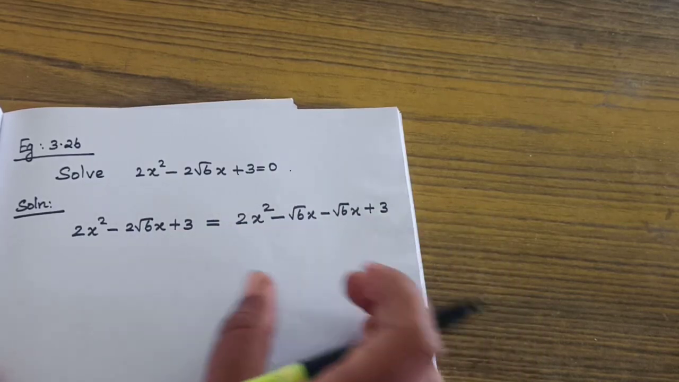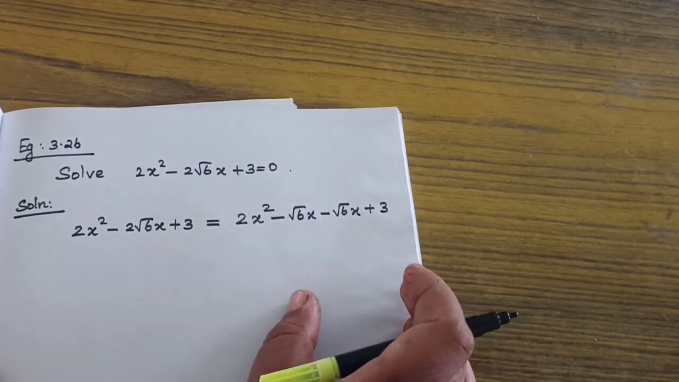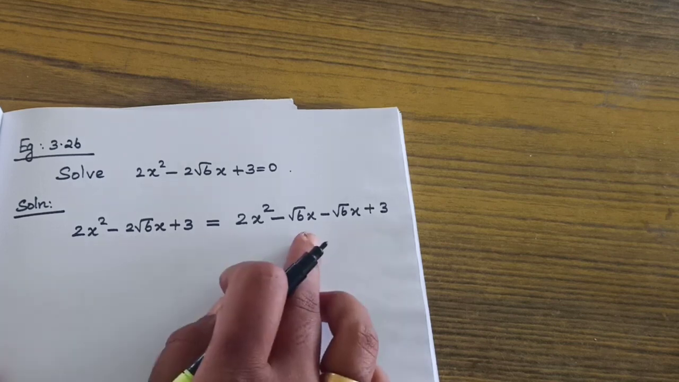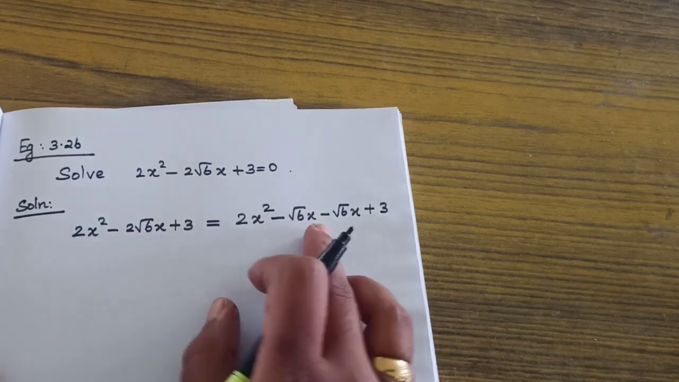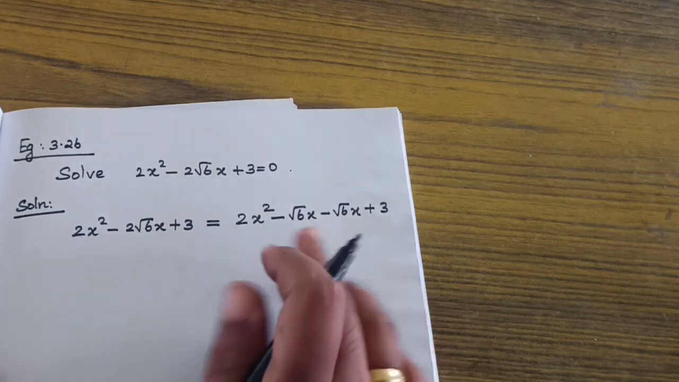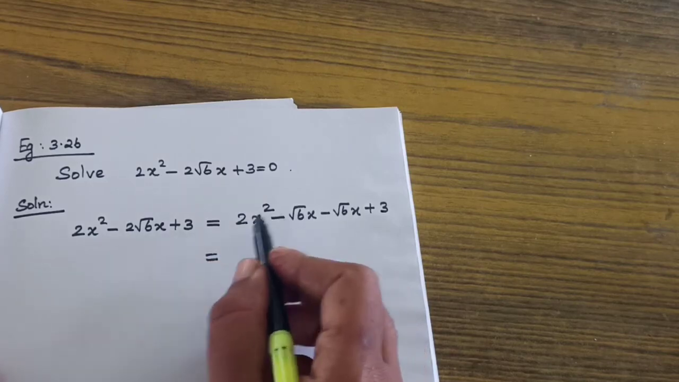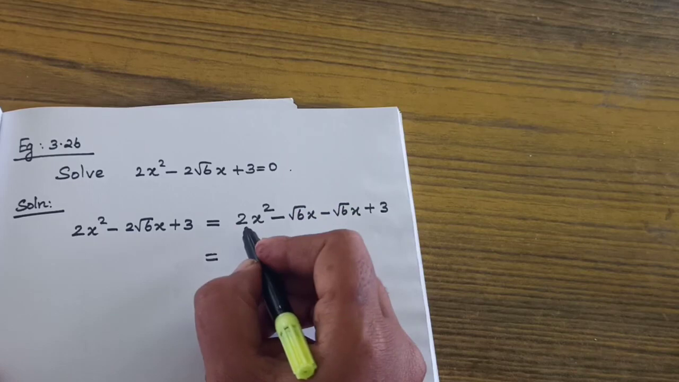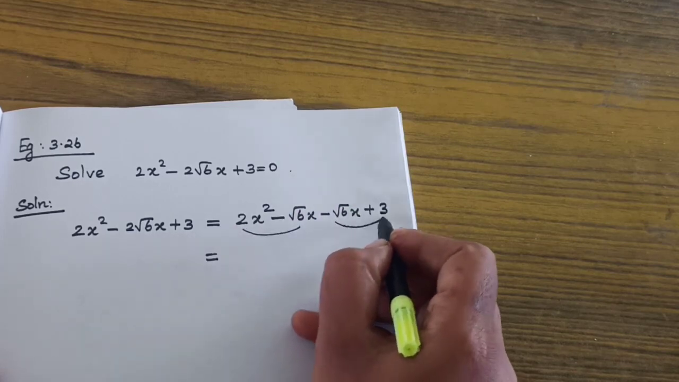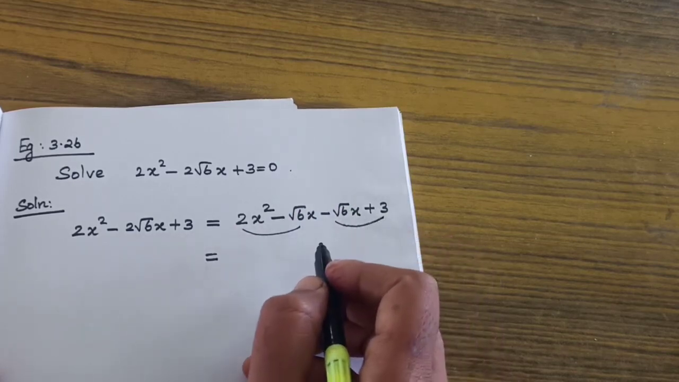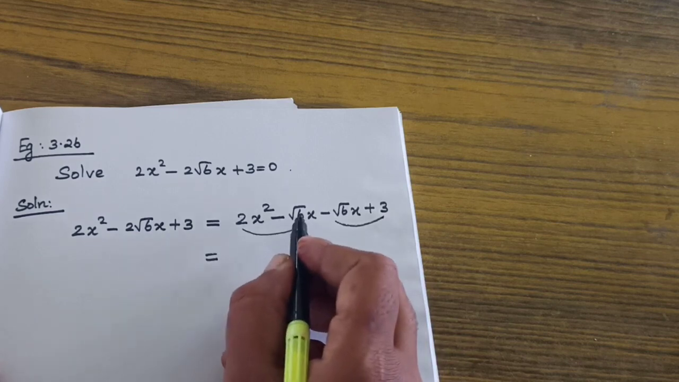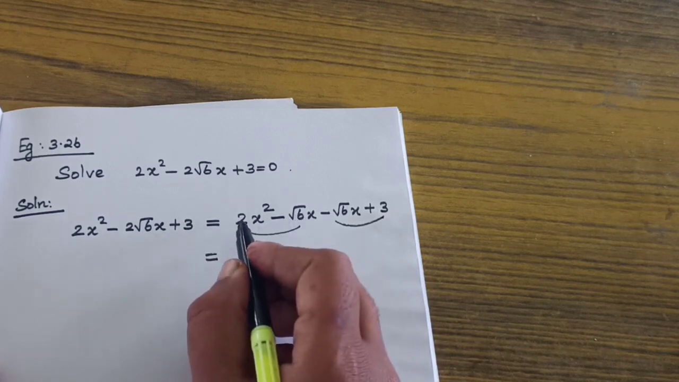We need bracket into bracket, that means 2 brackets. I just split 2√6x into √6x and √6x. Since it is a root number, we need to split the terms: these 2 terms combine and these 2 terms combine. Normal factorization method only. Since it is a root number, I need to write the other numbers also as root numbers.